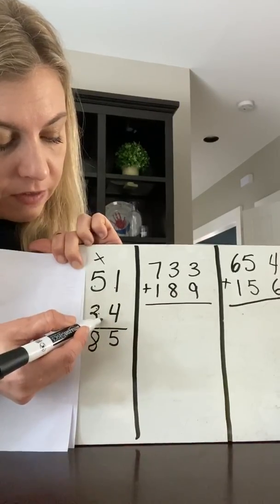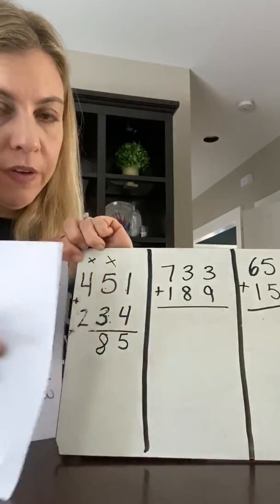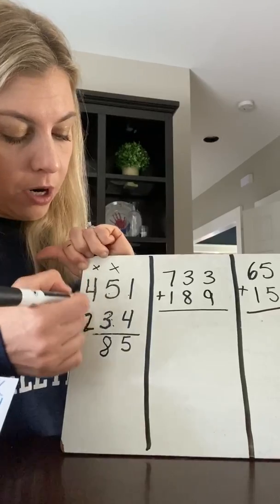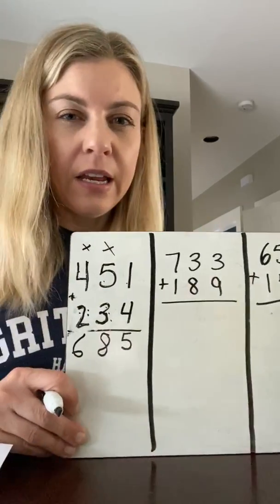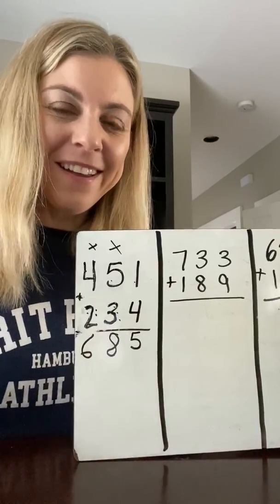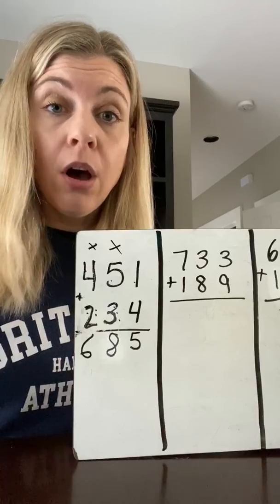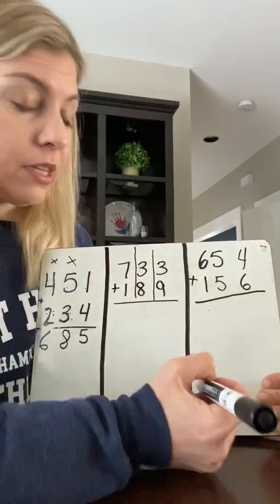5, 6, 7, 8. I did not have to move anything into the hundred spot. So 4 plus 2, 4, 5, 6, 685. Okay, so that one was pretty easy. There was no regrouping at all. We did not have to move anything. Let's move over to the next one.